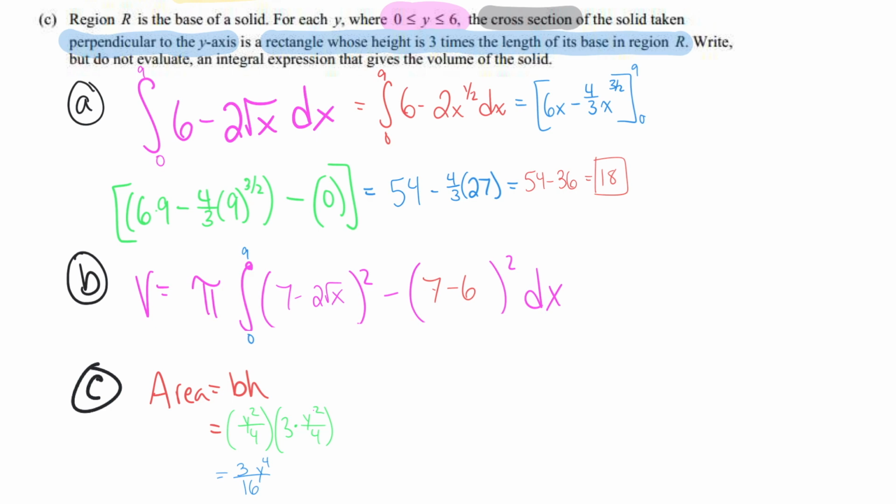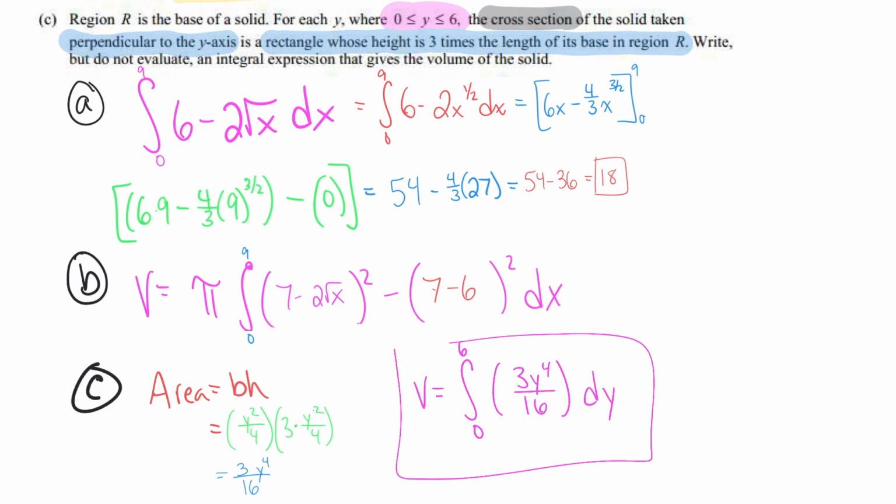So to actually answer the question, we need to write the volume, which is going to be to add up all of the areas of these rectangles. So we're going to do the integral, and this is with respect to y because we're perpendicular to the y-axis here. And so our boundaries need to be the y values, so from 0 to 6. And then that would be our final answer because this is non-calculator, so that's all we can do here.